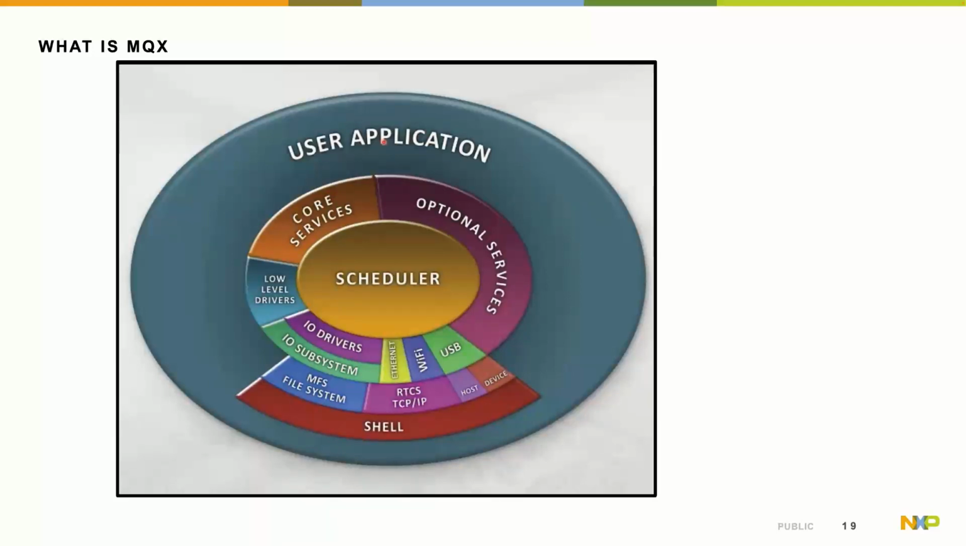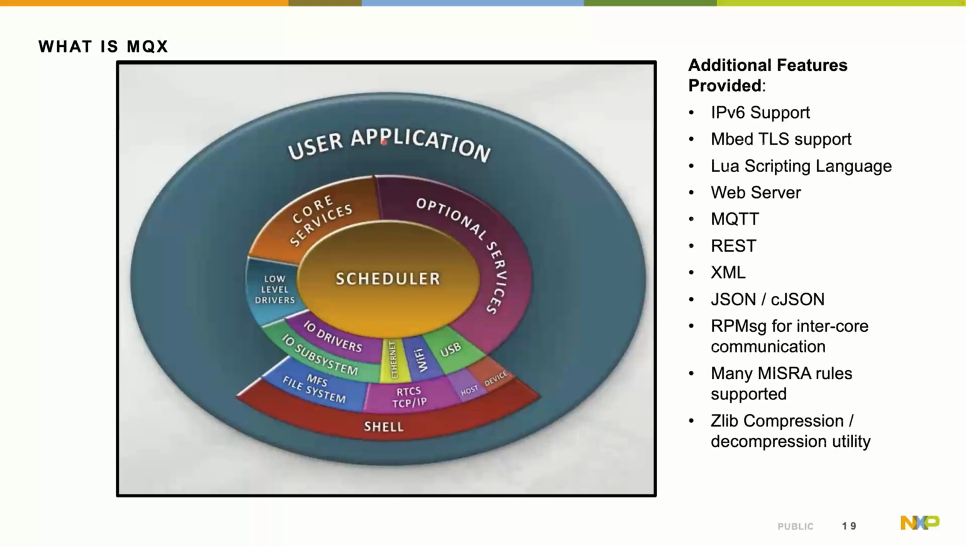Now, I mentioned it's not just an operating system, but a full environment. So just a couple of key highlights of what's also at your disposal is IPv6 support in the TCP/IP stack. There's TLS support by way of mbed TLS, or there are some third-party solutions that we've integrated in as well. Lua scripting language, a web server, some IoT protocols like MQTT, REST, XML, JSON, cJSON. I'll cover RPMsg a bit later. Many of the MISRA rules, the ones that apply and make sense from an MQX environment, are conformed to. And there's a compression decompression utility called zlib.